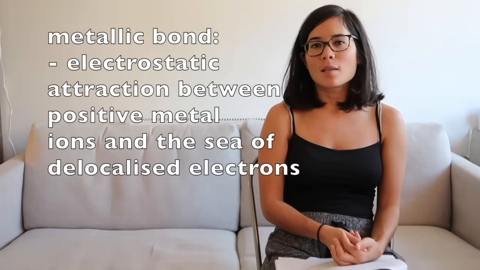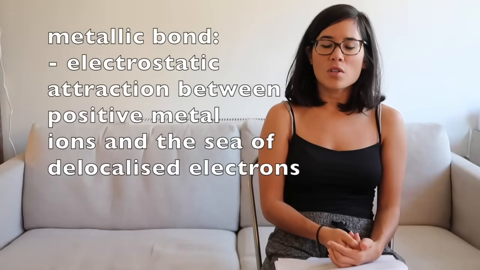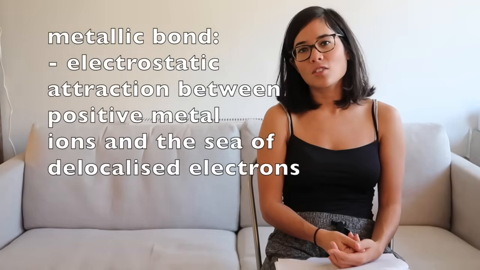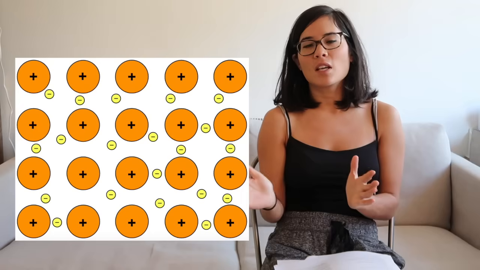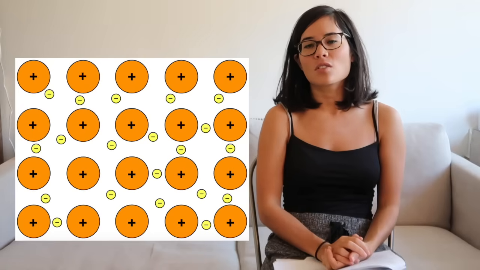Lastly, giant metallic structures. So these are just the metals you find in the periodic table. Remember, they have high melting points. That's because they have strong metallic bonds, and a metallic bond is simply the attraction between a positive ion and the delocalized electrons. So if you had to draw the structure of a metal, keep it nice and simple, just draw a rectangle to represent the metal, draw some positive ions evenly arranged with a sea of delocalized electrons surrounding them, and that will be sorted.